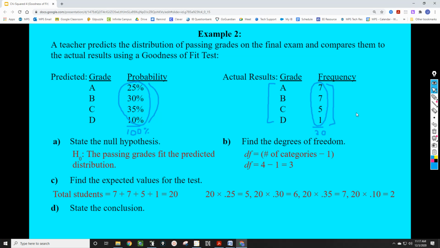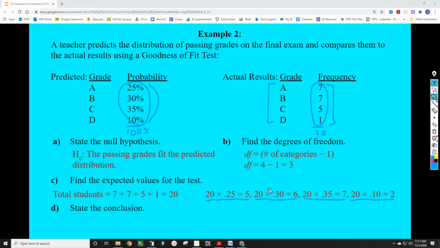So our total students, again, is 20. We got that from our actual observed data. And then we can see that 20, which is our number of students, times 0.25, which is like 25%, gives us 5. So there are 5 that we expect to get A's, and then 20 times 0.30 would give us 6. So 30% of the class would be 6 students. That's the amount we'd expect to get a B. And then 20 times 0.35, or 35%, would be 7 students, getting a C. And then finally 20 times 0.10, giving us 2.